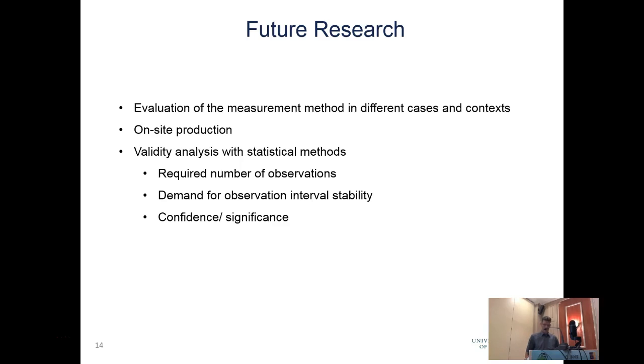Yeah, the results and conclusions still leave questions for future research. The evaluation in different cases and contexts. For sure, onsite production is an interesting case, and questions for more validity and statistical methods.